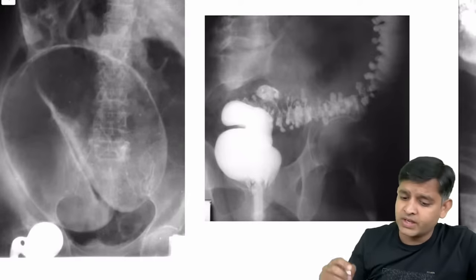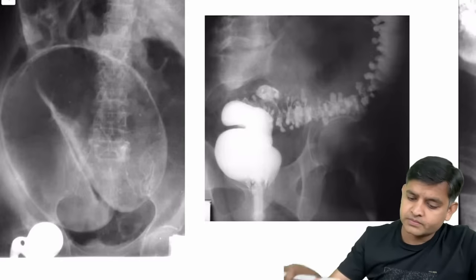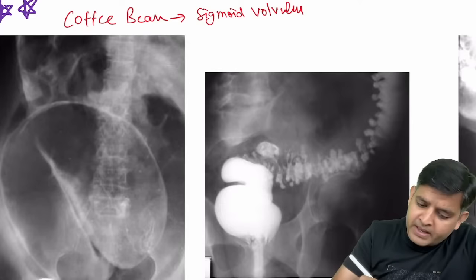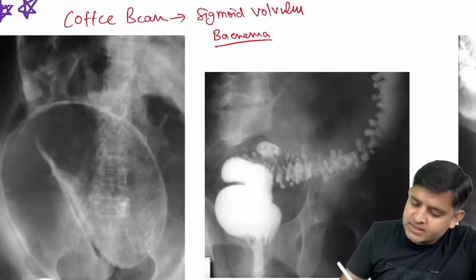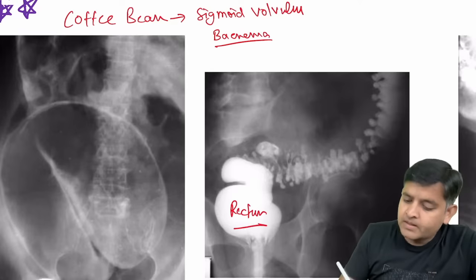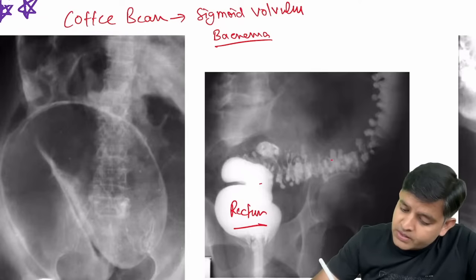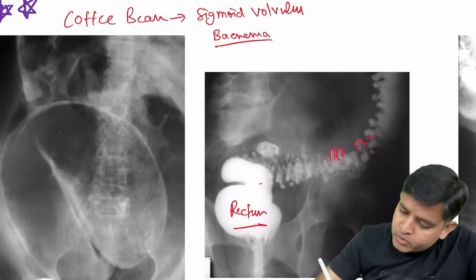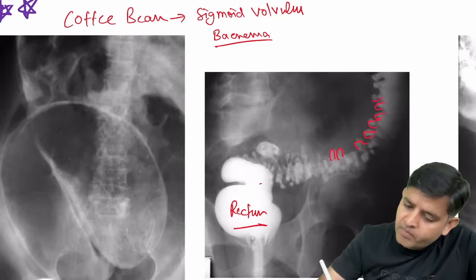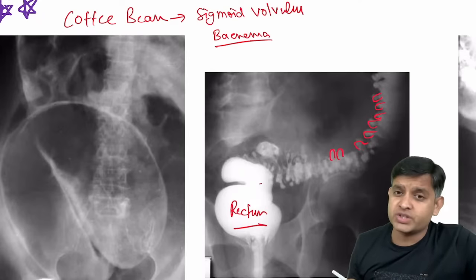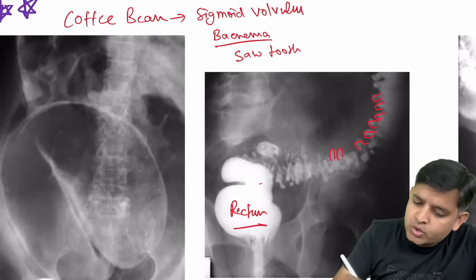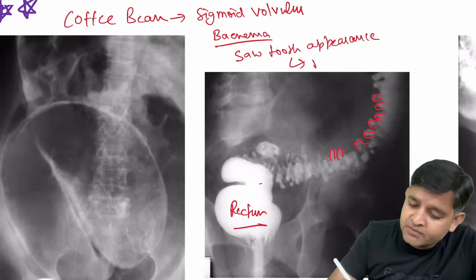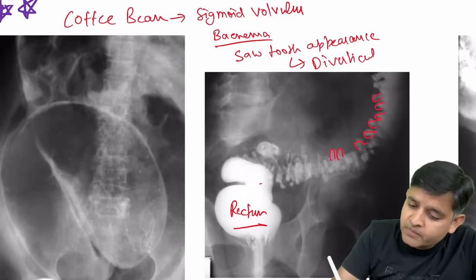Now what is this? What do we see here? This is a barium enema. This is the rectum. This is the sigmoid colon. Now what do we see? Contrast filled out pouchings. And contrast filled out pouching is called a sawtooth appearance. And sawtooth appearance is a feature of diverticulosis.